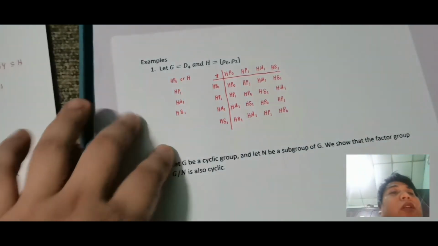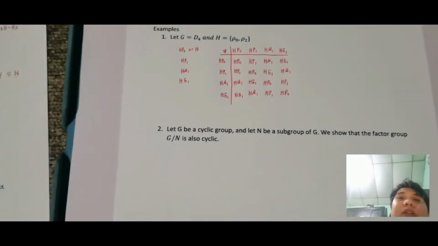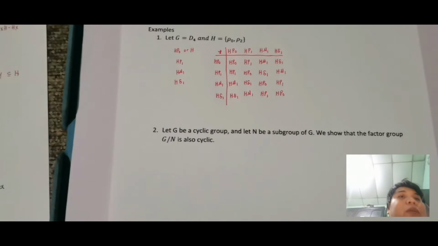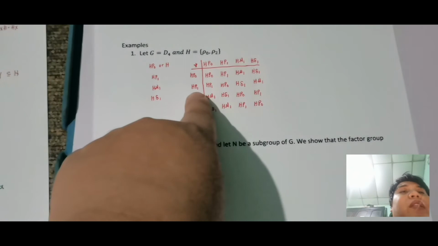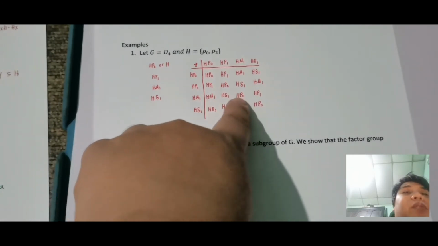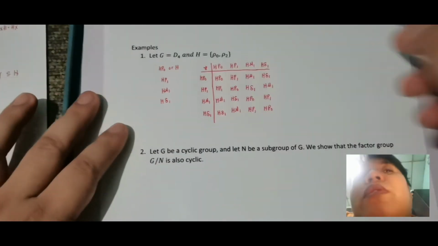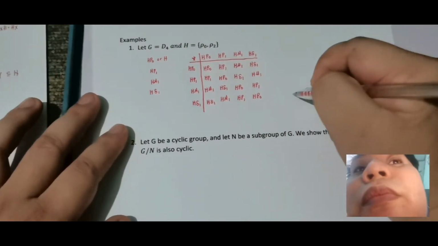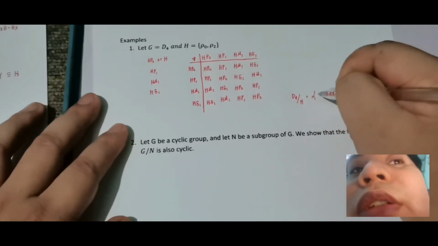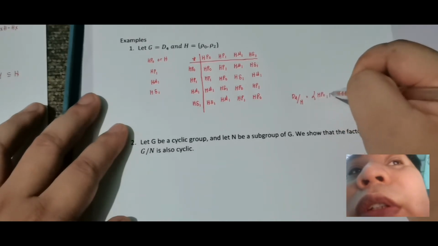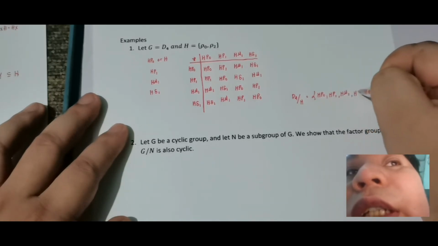Sir, paano mo nasabing H rho 0? Sigma 1 asterisk sigma 1 is identity element or the rho 0. Okay, so therefore, pansin mo may identity element rho 0 tapos inverse siya dyan. Okay, ano yung inverse ng H rho 1? That is H rho 1. Inverse ng H mu 1, H mu 1. Inverse ng H sigma 1 is H sigma 1. Okay, so therefore, the factor group D4 over H is equal to the set containing H rho 0, H rho 1, H mu 1, and H sigma 1.